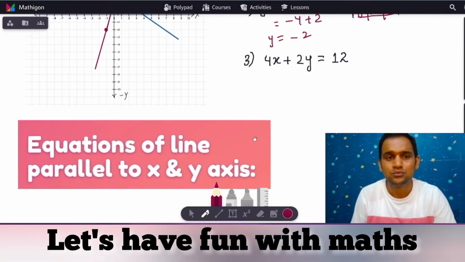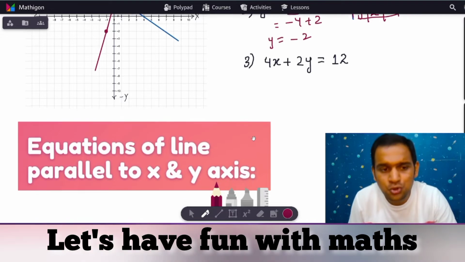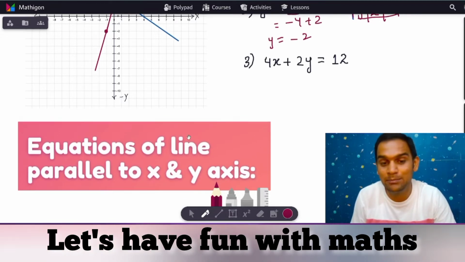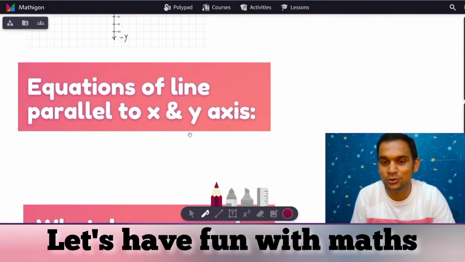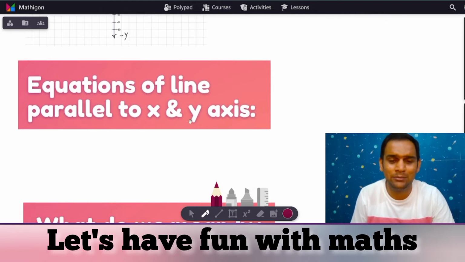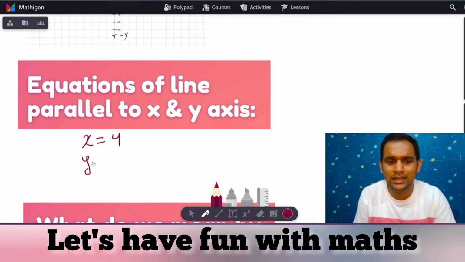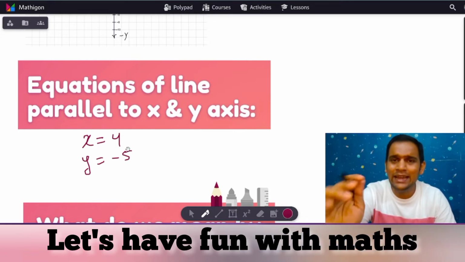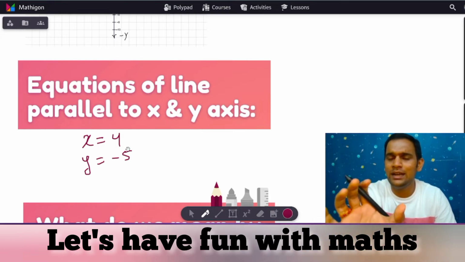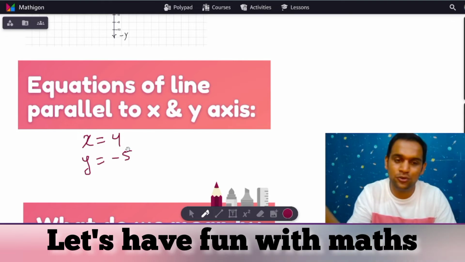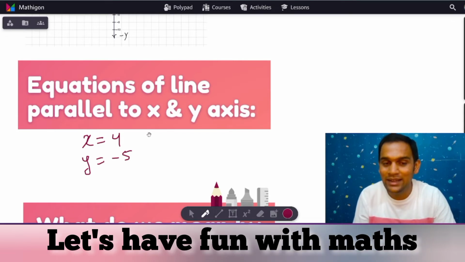Now, what does the equation of a line parallel to the x or y axis look like? Okay, that might be a question. So I tell you, it looks like x equals 4, y equals minus 5. Or similarly, any coordinate axis equals some number. Now, why is that so?